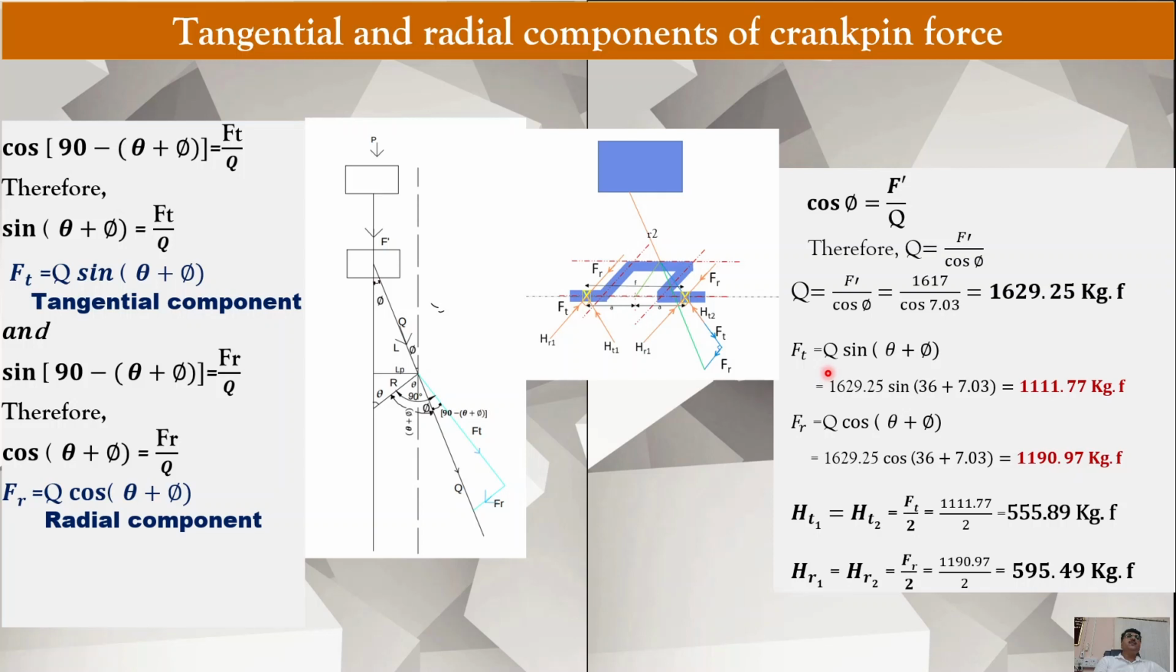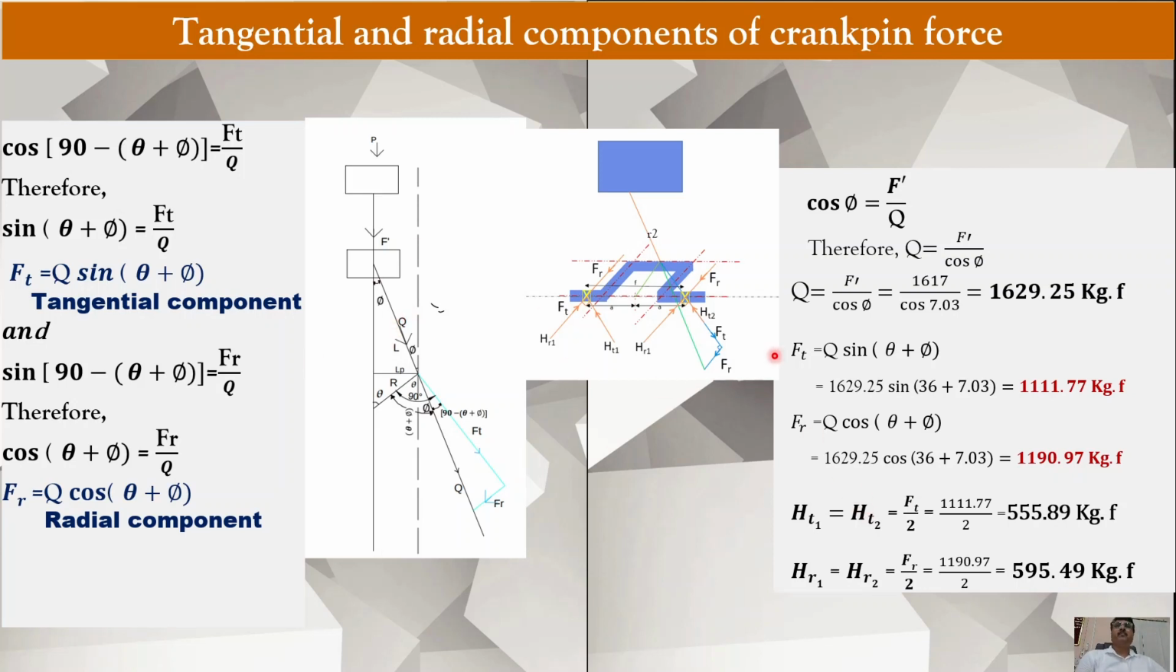So the tangential component means Ft equal to Q into sin theta plus phi. Substituting the value, the tangential component is 1111.77 kgf. Radial component is Q cos theta plus phi. Substituting the value, it is 1190.97 kgf. So here are the tangential component and the radial component of force Q.